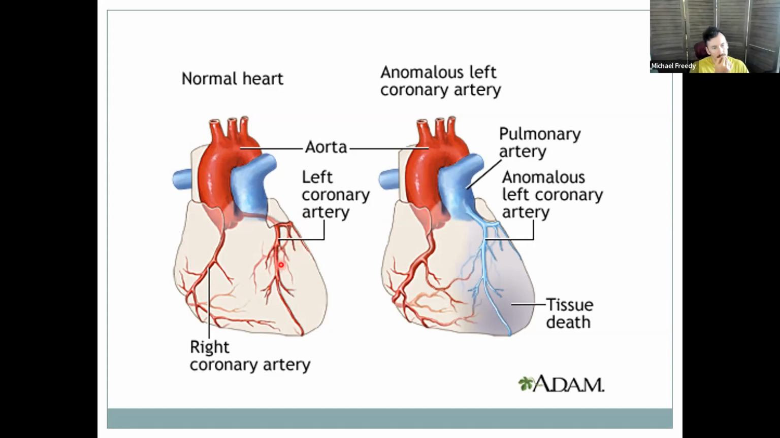What would a branch off of your LAD be? Diagonal. And a ramus would be, not everybody has a ramus, but that's another branch that comes off the LAD. So that would be the ramus. All right, good job. So this is what? Right main. Okay.